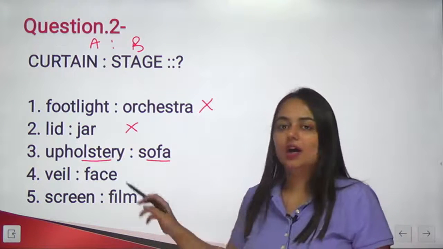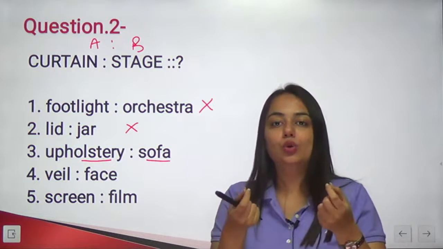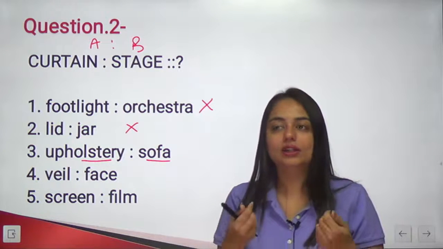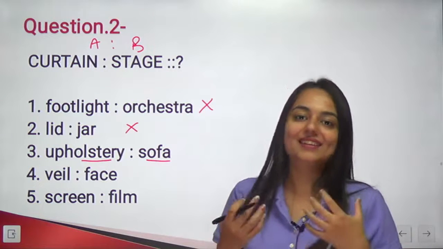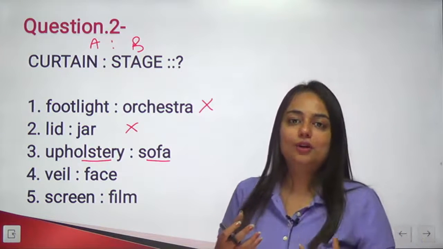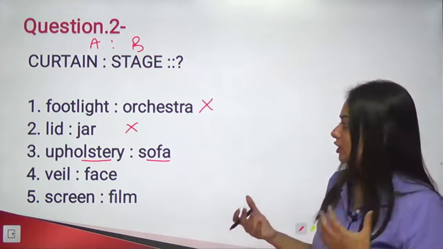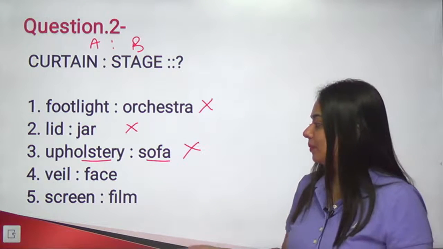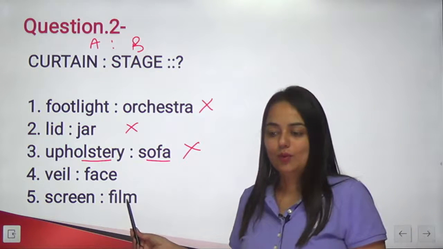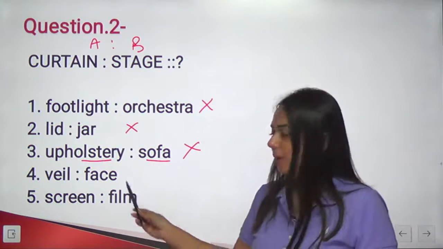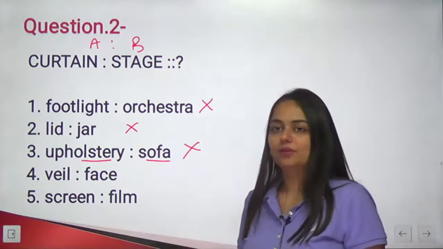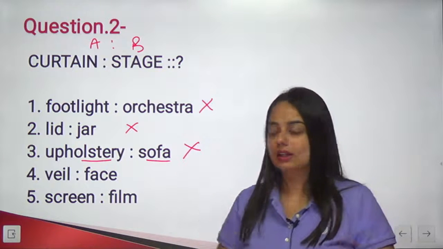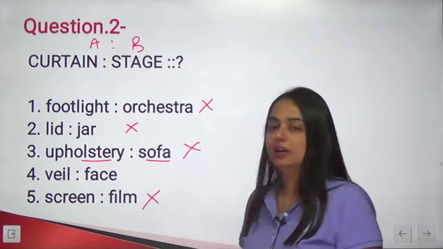Upholstery and sofa. Upholstery is the cover or the cloth that we use for the sofas. It doesn't hide it, rather it highlights it. It's a kind of ornament for it. It beautifies the sofas or changes the outlook of the sofas. So this one can also be eliminated. Screen and film. What is the right answer to this one? This fifth one or fourth one? Screen and film. Film is showcased on the screen. It is displayed on the screen. So there is nothing being hidden here.